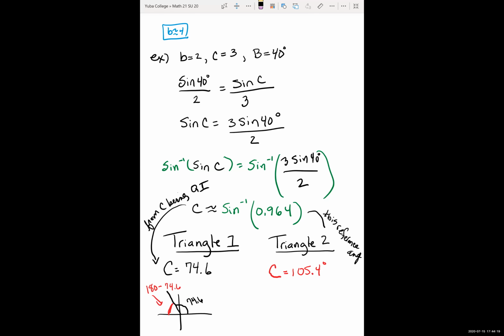Where did you get the 0.964? I got that from taking 3 sine of 40 degrees and then dividing it by 2. So up here, I took this piece right in here, put it in the calculator and got this. Oh, okay.